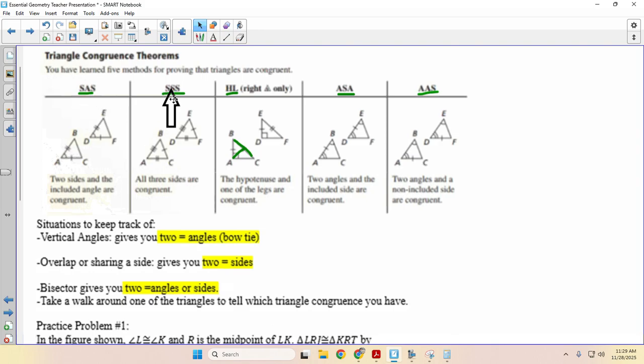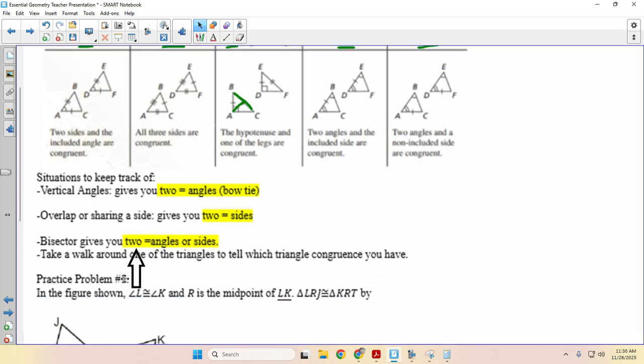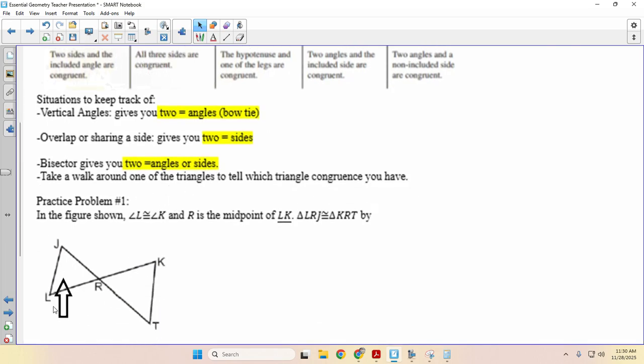So if you can look at the givens and say, oh, I have two of those sides, and then it's overlapping or sharing a side, then that gives you that third side. A bisector, if you bisect something, you will automatically make equal parts. So if it's bisecting an angle, it'll make equal angles. If it's bisecting a side, it'll make equal sides. All right, let's look at our practice problem here.